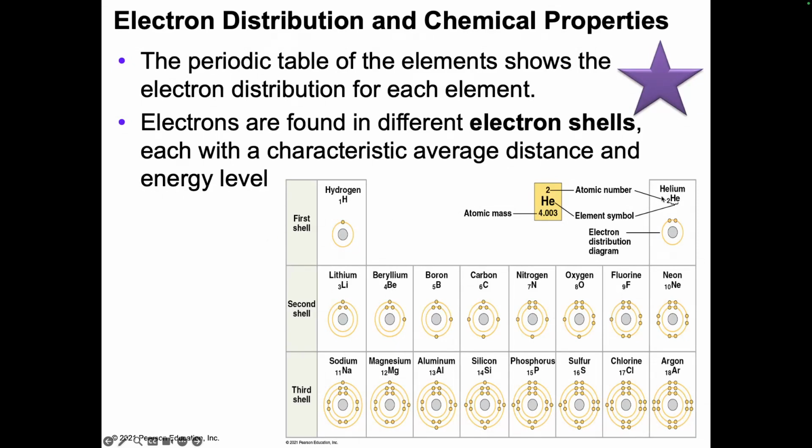As far as the rows, they help identify how many shells are in that element. Hydrogen and helium only have 1 shell. In the second row, elements like lithium, beryllium, boron, and carbon all have 2 shells. And in this third row, sodium, magnesium, aluminum, and so on, all have 3 shells. So the periodic table can help you identify these characteristics.